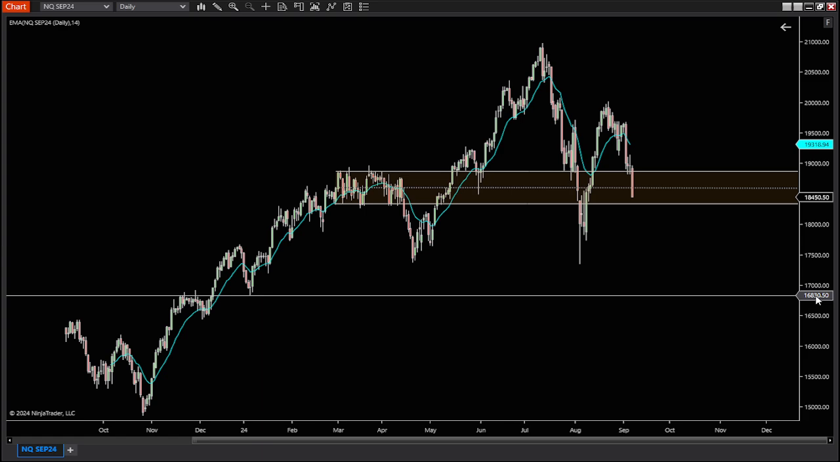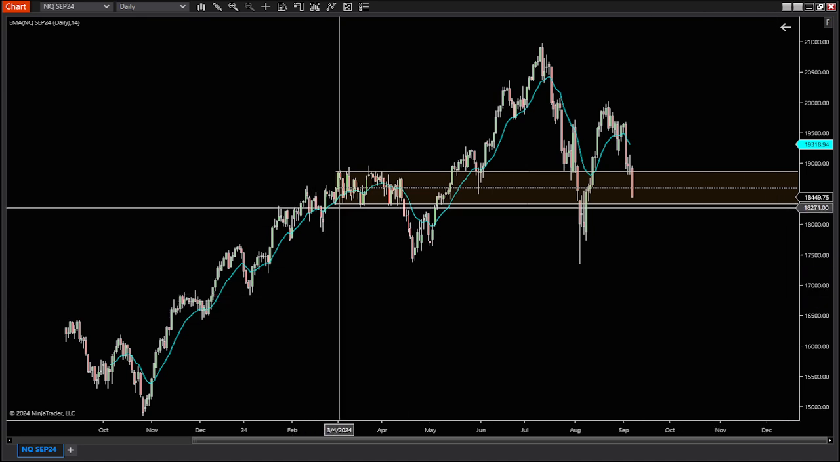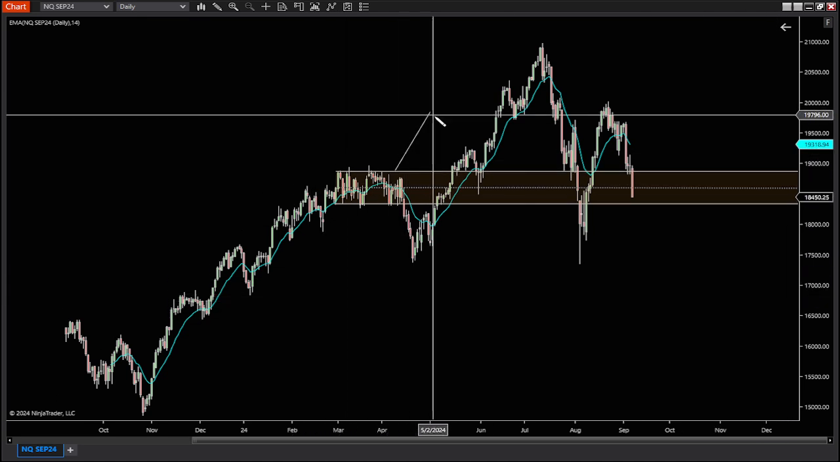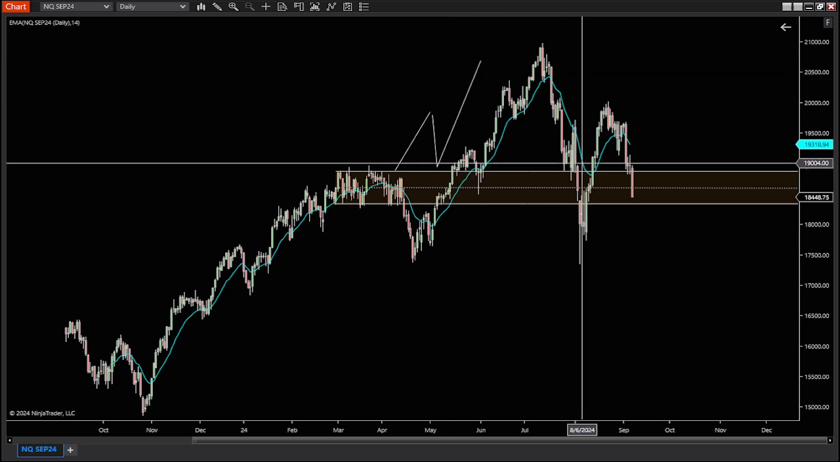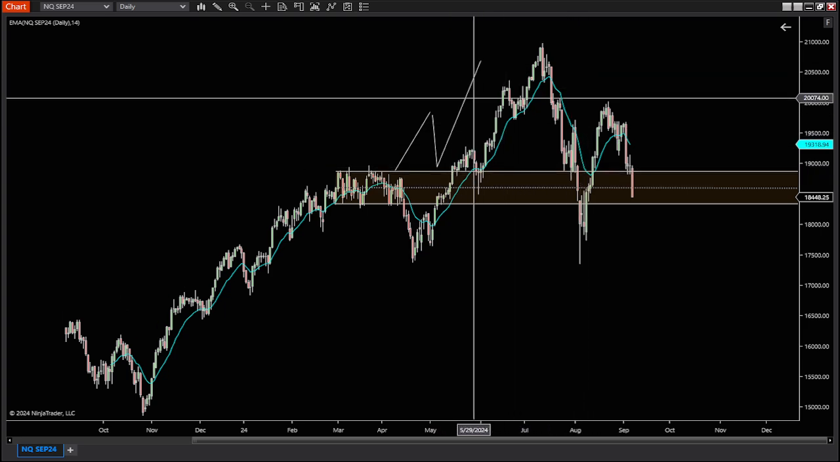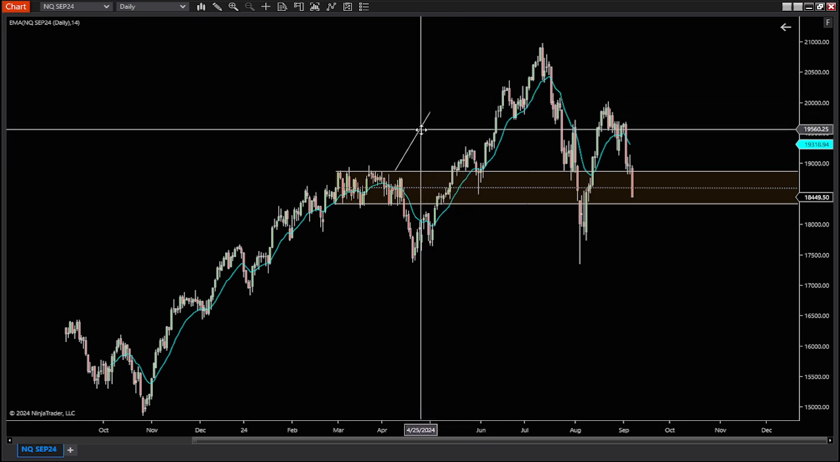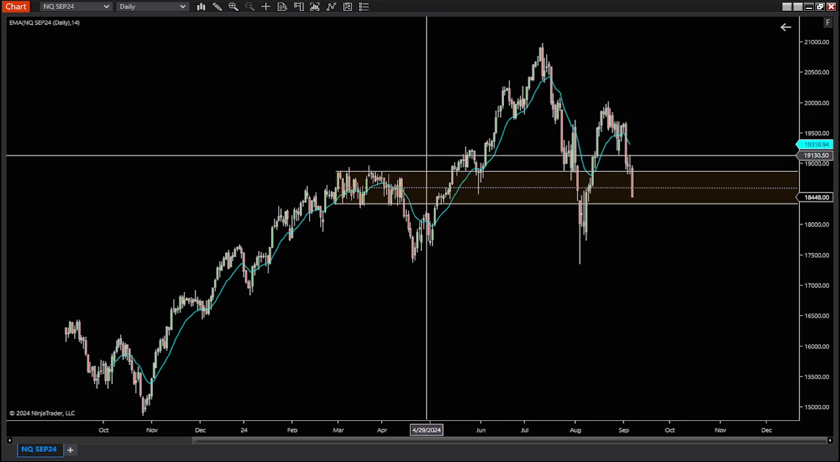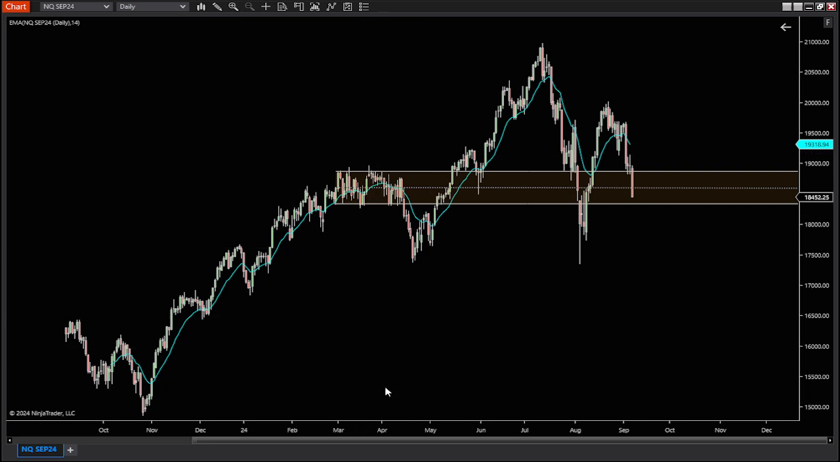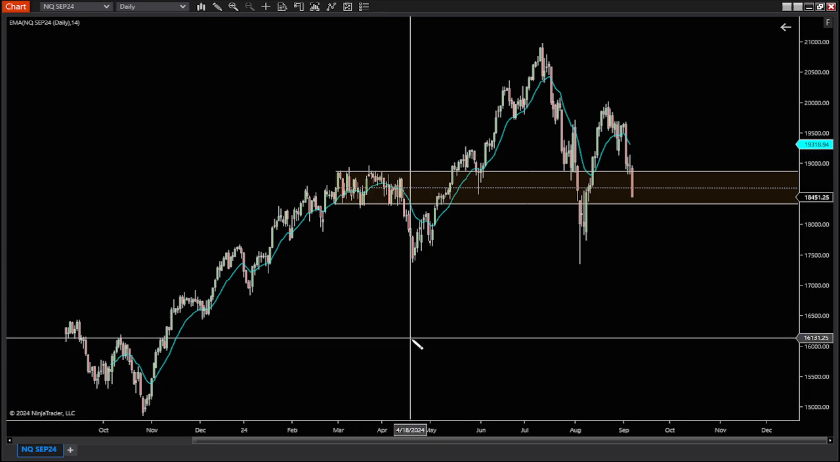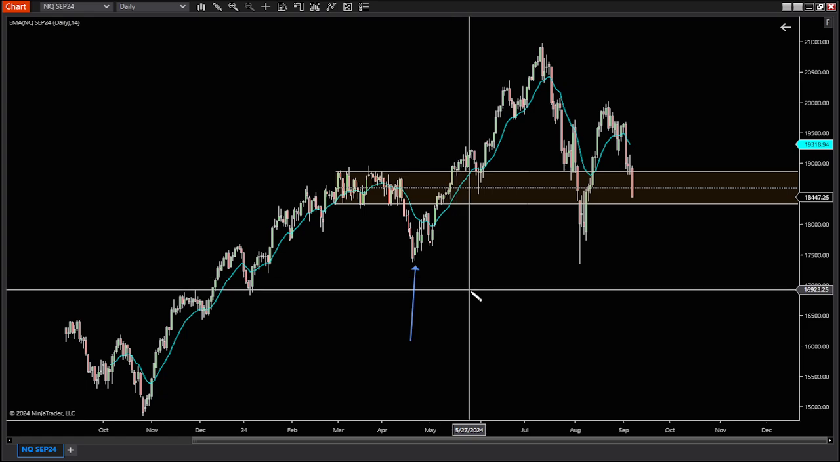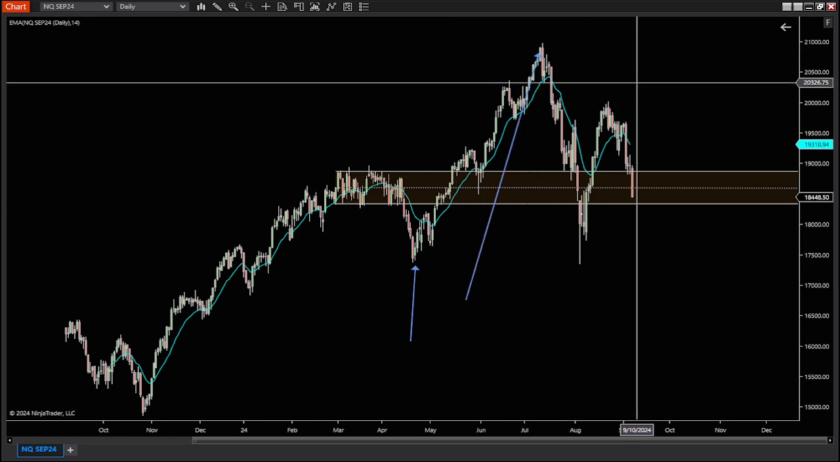When we're ranging after a bullish move, I look for two things. One, a break above the range, a breakout, retest, continue. That's one thing. I look for a break below and then a slingshot. This is the break below here and the break below. Then here's our slingshot.